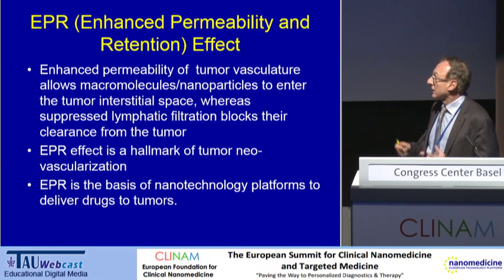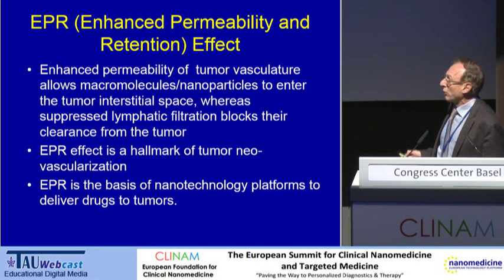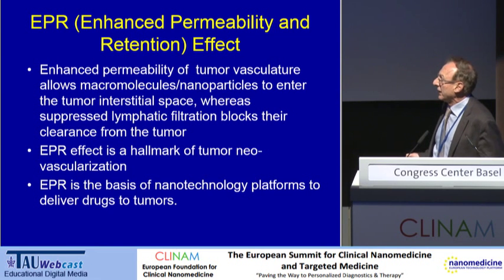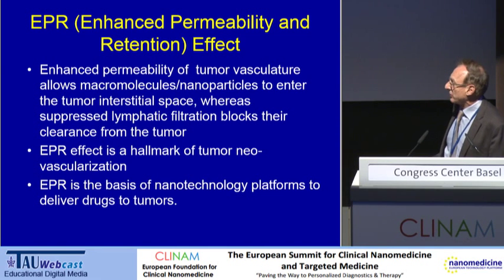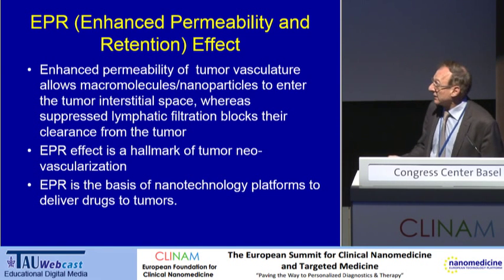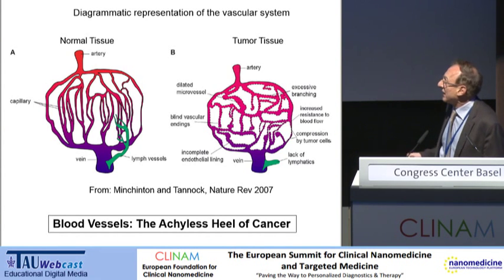So this was actually more than 20 years ago, and not many people paid attention to this. But the more we know and the more we work with nanomedicine, we see that this is a critical effect in our success or failure with nanomedicines. And in fact, EPR is a hallmark of tumor neovascularization, and we could say that it is the basis of nanotechnology platforms. Blood vessels indeed are the Achilles heel of cancer.